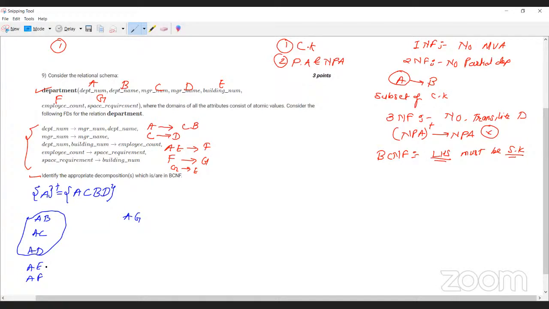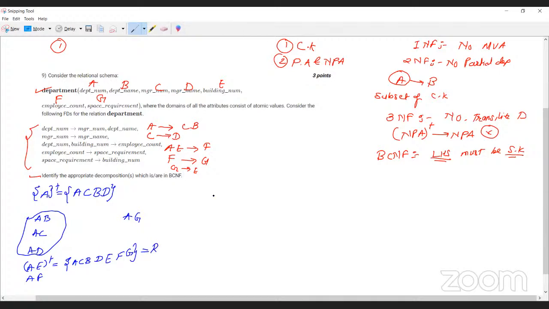So what I will do, AE. If I take the closure of AE, from A, I will get C and B, right? And from C, I will get D. E is also present. From AE, I will get F, so I can add F also. From F, I will get G, right? So this is my relation R. I am getting all the attributes present in the relation R.